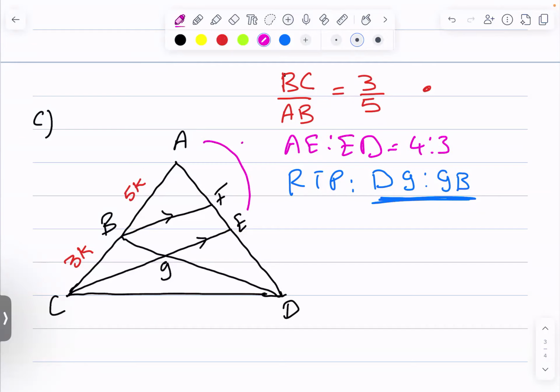So I must write here, let's say, 4B for AE. This is very interesting, by the way. And for ED, I'm going to write 3B. Hey, it seems like I'm stuck here. What do I do from here?